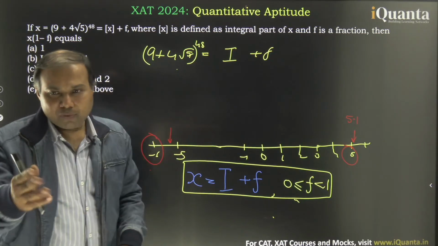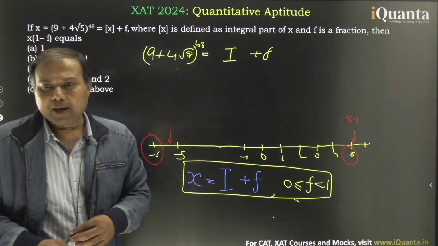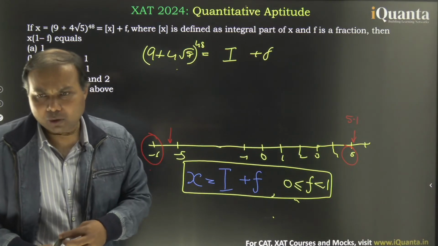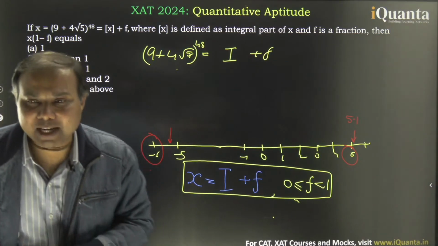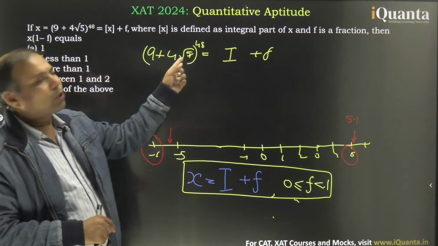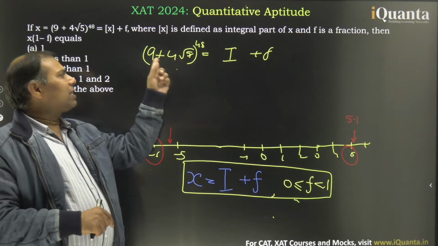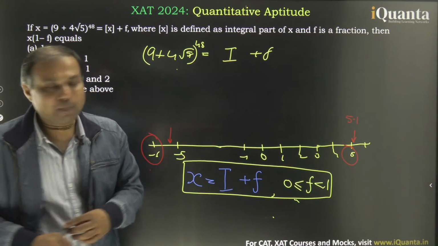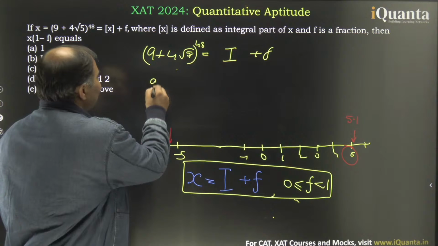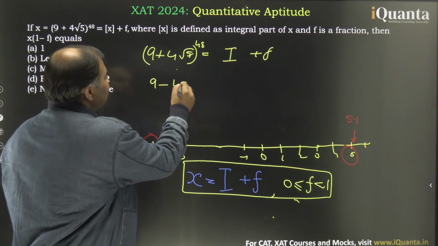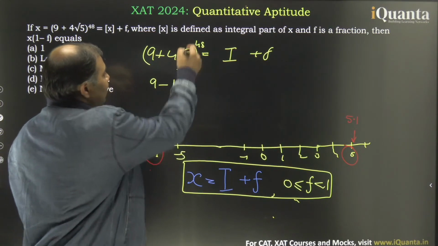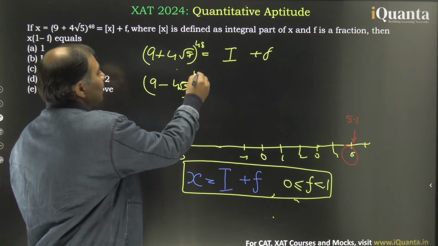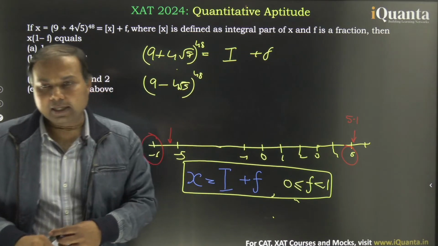I know it is difficult to type here, but I hope many of you know, or I think almost all of you must know this. Yes, that's correct. It's 9 minus 4 root 5. So basically the term with the root sign, we change its sign from positive to negative or negative to positive. That is called its conjugate pair. So 9 minus 4 root 5 with the same power 48 is the conjugate pair for this irrational number.